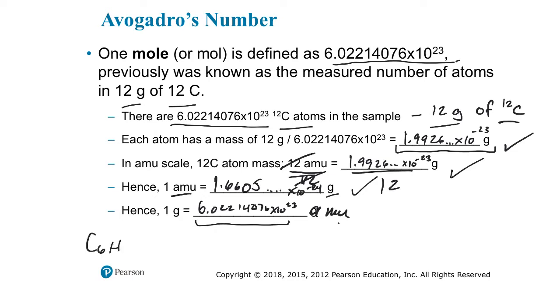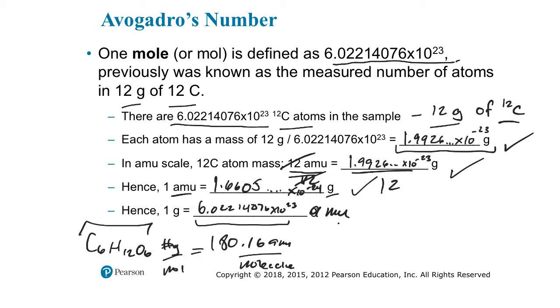So we have C6H12O6. We had a formula mass of 180.16 AMU per molecule. Let's transfer that to grams per mole and ask, how many grams per mole would that be for this particular molecule? So if I had a whole mole of glucose, 6.02214076 times 10 to the 23 molecules of glucose, what would that mass be in grams? Well, I know it's 180.16 AMU per molecule. I know there's 6.022 times 10 to the 23 molecules per mole.